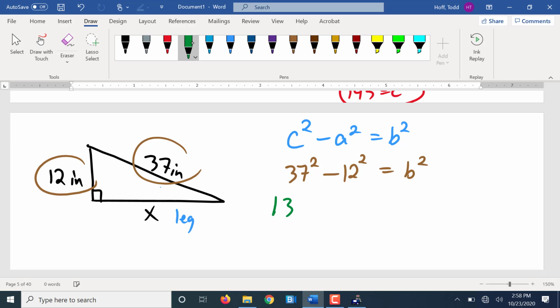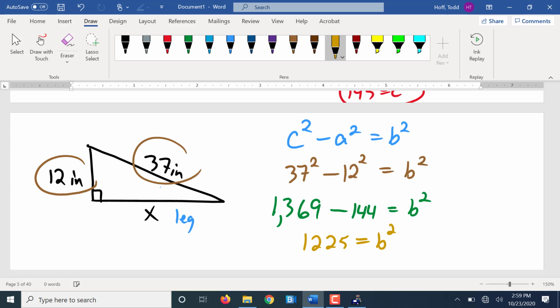1369, okay. 1,369. 12 squared? 144. We subtract those to get 1225. So b squared is 1225. We square root to get 35 equals b. So that leg is 35 inches. Not so bad?